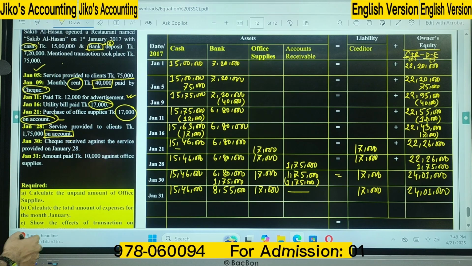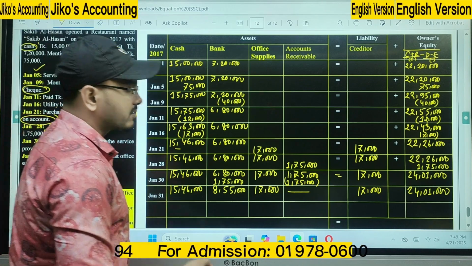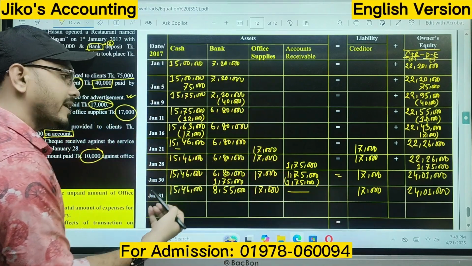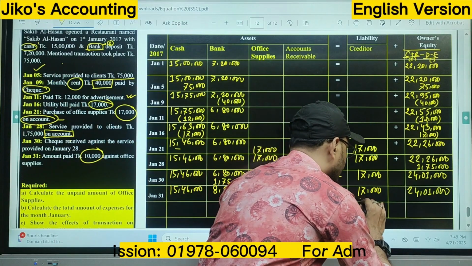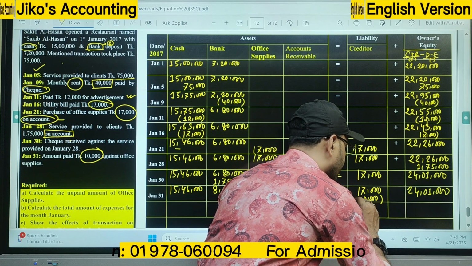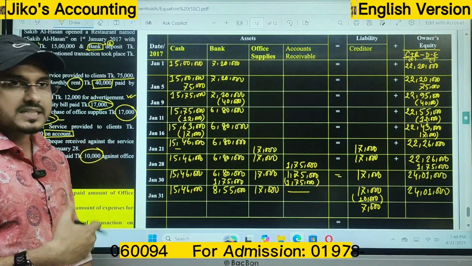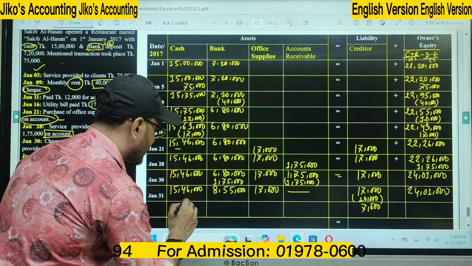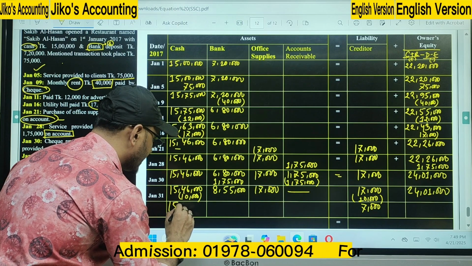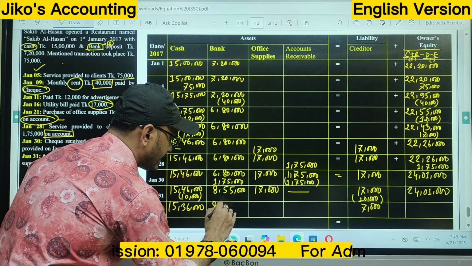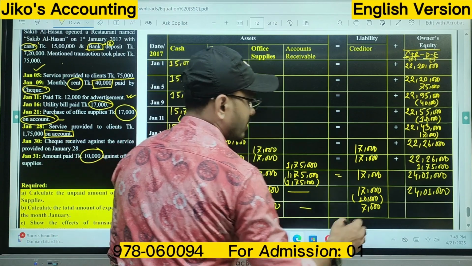Now what is my rest? And the last one, amount paid taka 10,000 against office supplies. What was my creditor? My creditor was 17,000. That means I have already paid my creditor taka 10,000. As I have already paid him 10,000, the creditor amount left is only 7,000 taka. Because of this payment, how about my cash? My cash is also reduced. I have to deduct it from here. 15 lakh 36,000 taka, 8 lakh 55,000 taka, 17,000. Then what is the amount here?